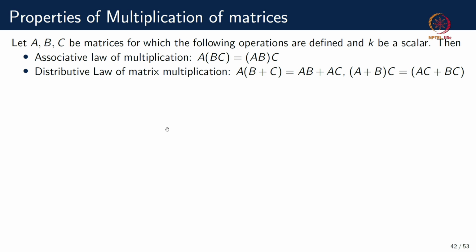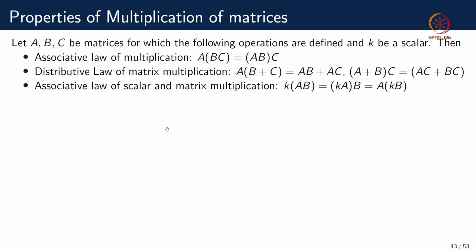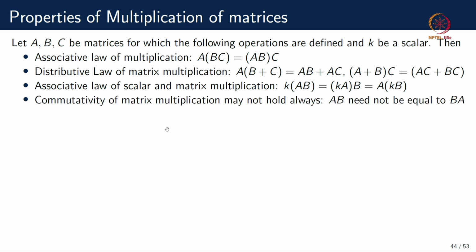The associative law of scalar and matrix multiplication says that k into AB is equal to kA into B or A into kB. That is, the scalar multiplication of a matrix product is the same as the product of a scalar multiple of one of the matrices and the other matrix taken in the same order. It is interesting to see that the commutativity property of matrix multiplication may not always hold. AB need not be equal to BA.